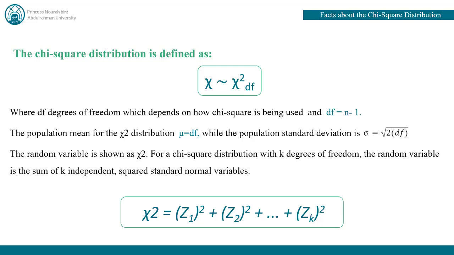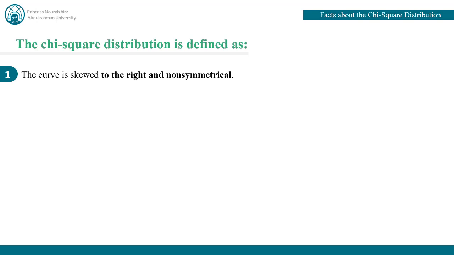The random variable is shown as chi-square. For a chi-square distribution with k degrees of freedom, the random variable is the sum of k independent squared standard normal variables. Chi-square equals z1 squared plus z2 squared, and so on, up to zk squared. The chi-square curve is skewed to the right and non-symmetrical.